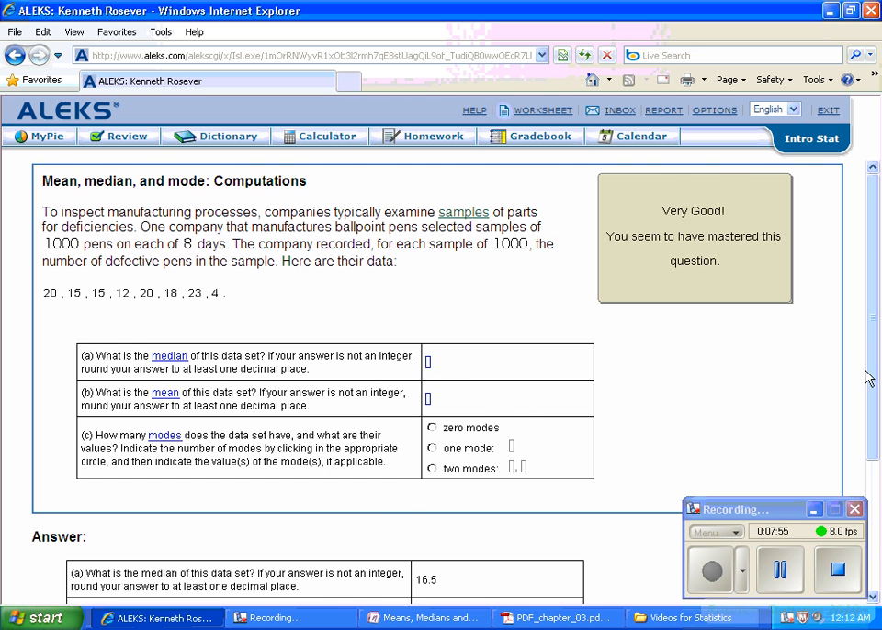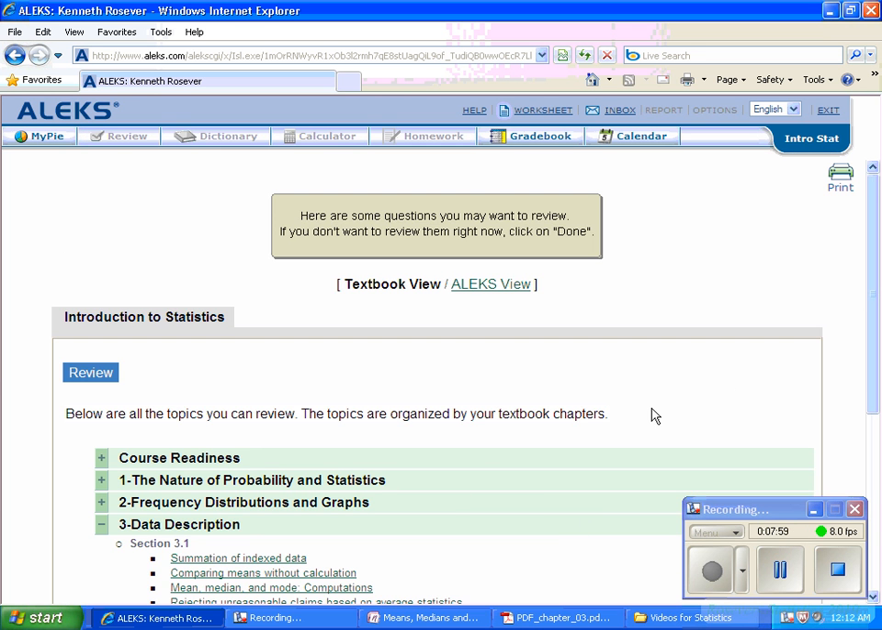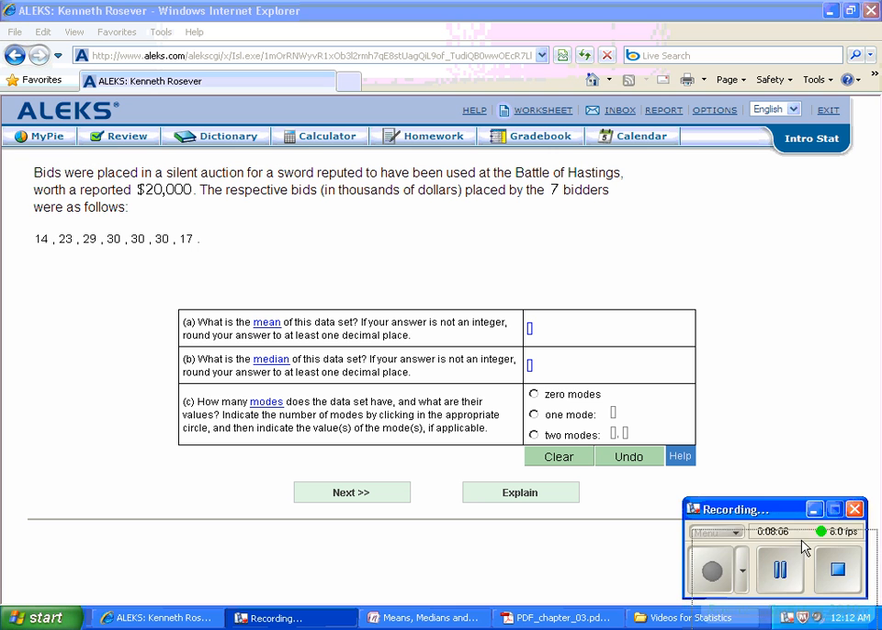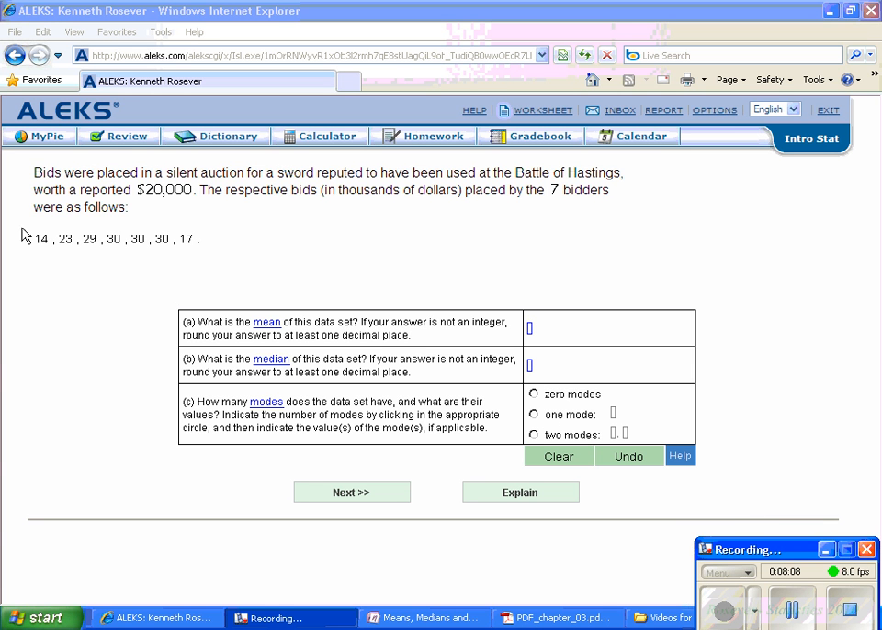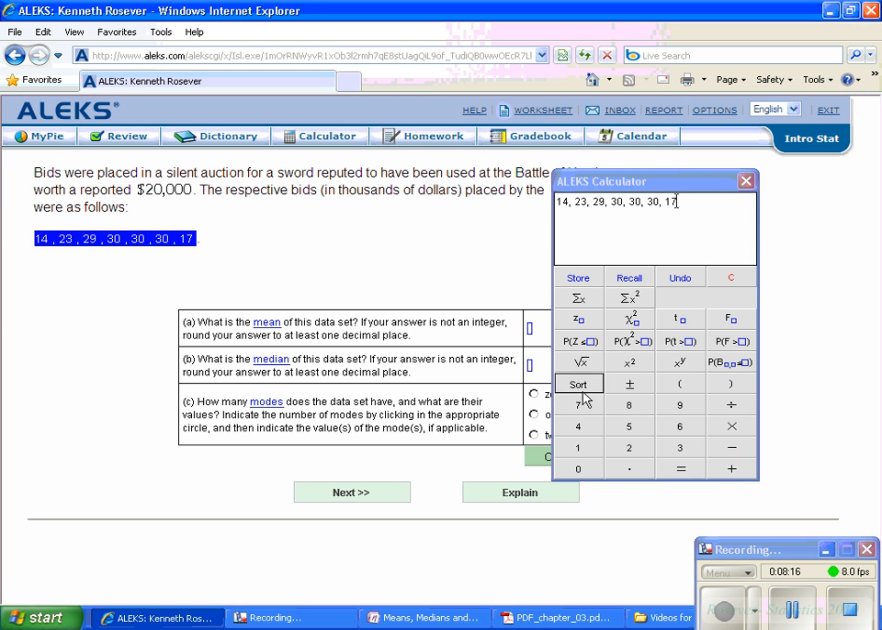Very good. I seem to have mastered it. We'll do one more just because we have time in this 10-minute video. So let's do mean median mode calculations again. And right here I have 7 numbers. So in this case, there is a middle number. To find it, I'm going to have to sort them, and it's 29. So there's my median. It's my middle number.